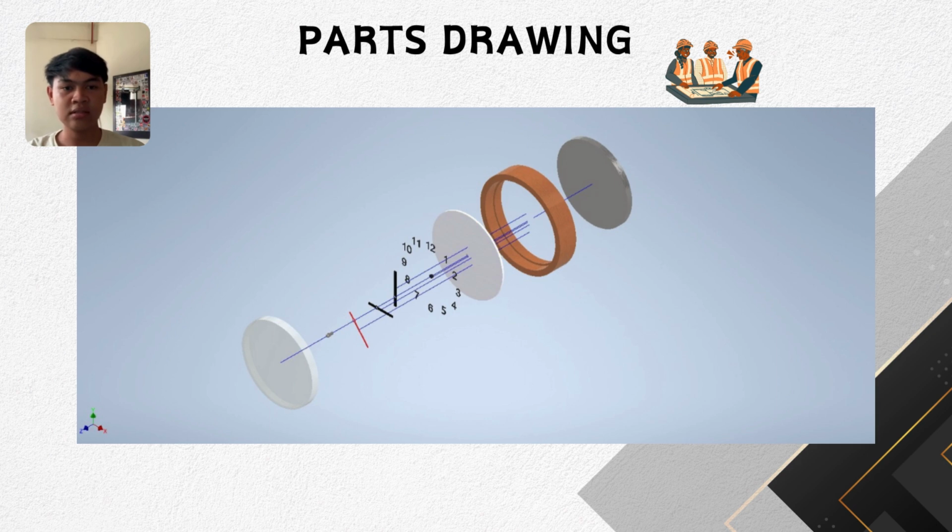As you can see, it includes the back cover, internal part, clock face, hour and minute hand, and the front cover. This layout helps in understanding how each component fits together and supports the clock mechanism.